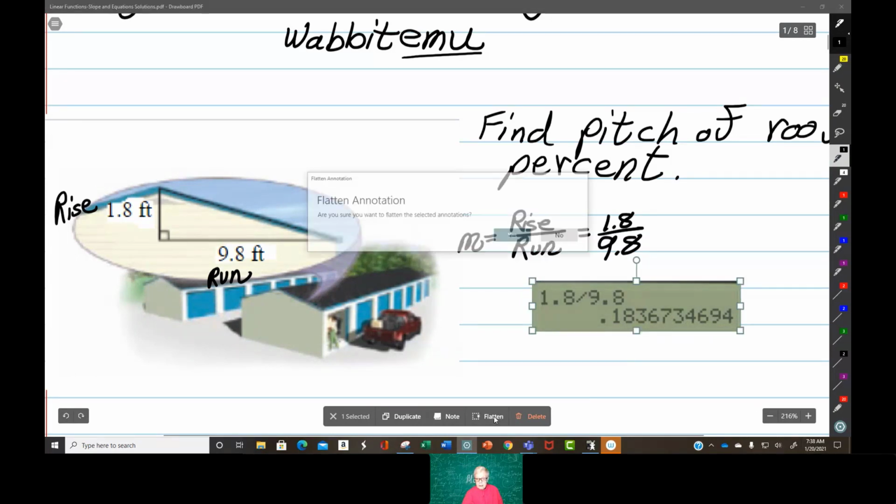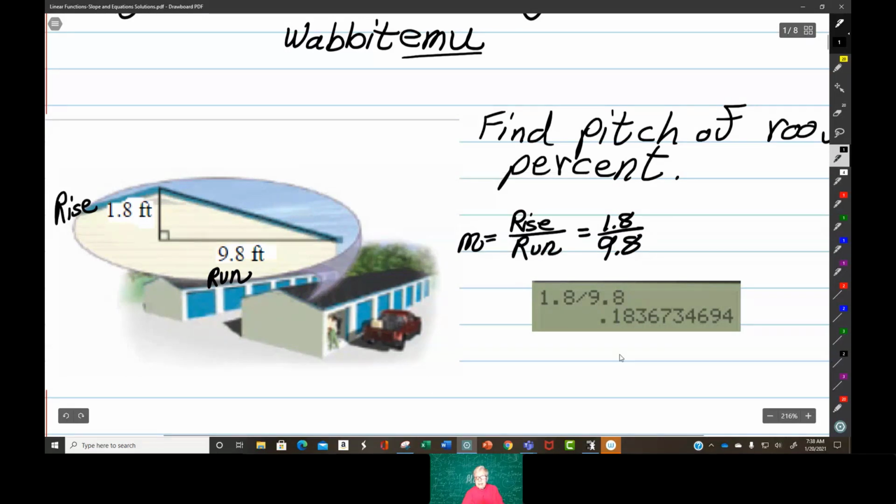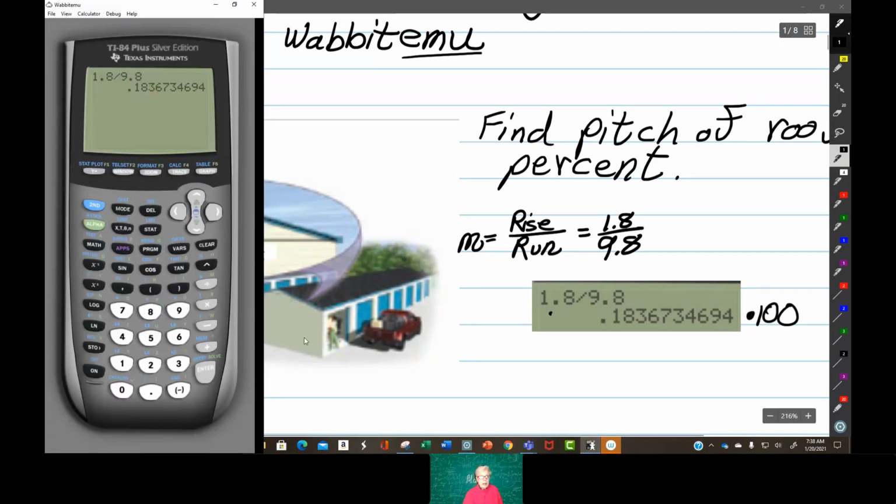All right. Now, why did I do that? Because I have to do something to that decimal, and here's what I have to do. I need to change it to a percent. So I'm going to multiply it by 100. And I'm going to do that on the calculator too. Why not? The number's already in there. Why not? So times 100. All right. So this is the percent.